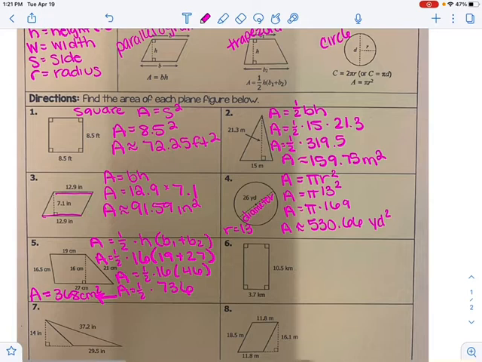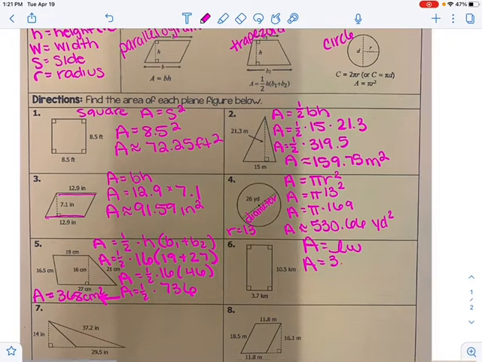Number 6 is a rectangle. A rectangle is length times width, very similar to parallelogram. The length of this rectangle is 3.7 and the width is 10.5. Just going to multiply those together. 38.85 is what you should get, kilometers squared.